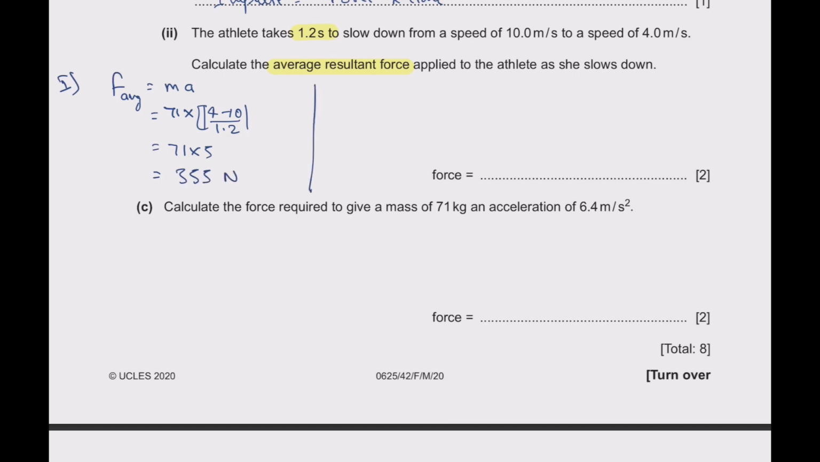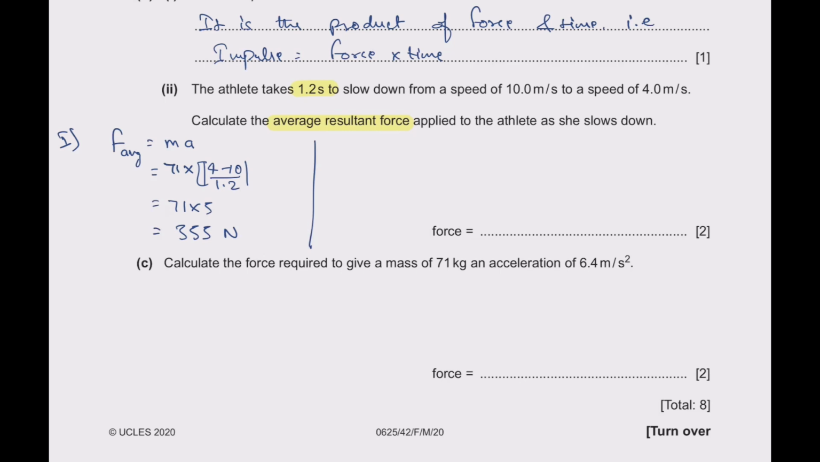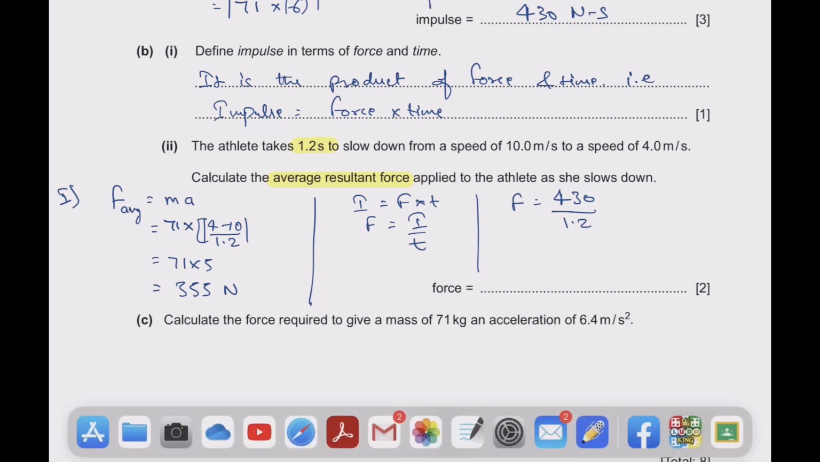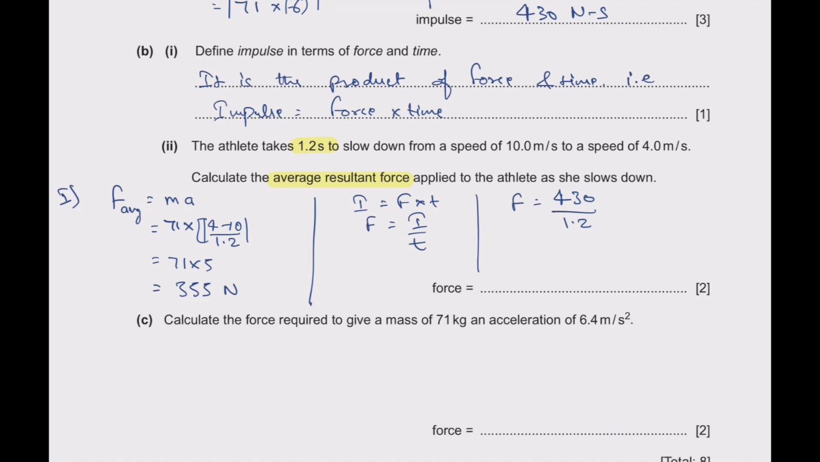And the other method: we have written that impulse is equal to force into time. So force will be equal to impulse divided by time. So F equals impulse, which we have calculated as 430, divided by time, that is 1.2. Let us calculate 430 divided by 1.2 on the calculator I have with me.